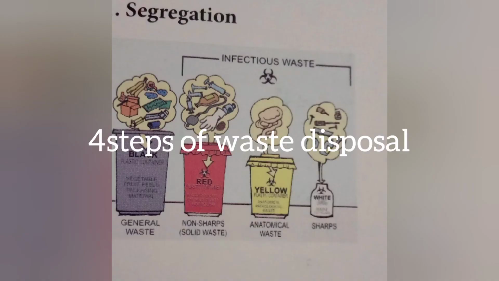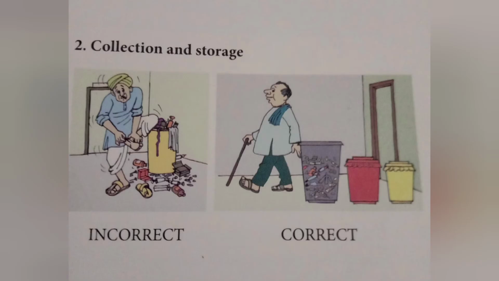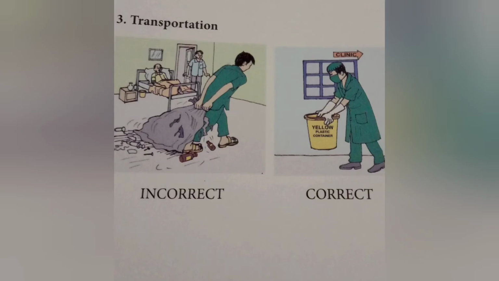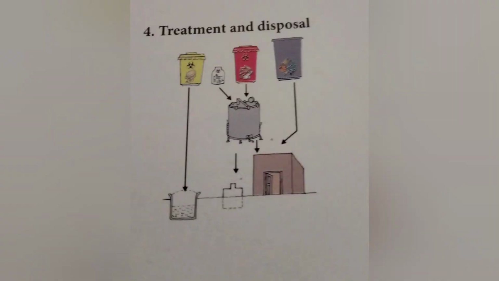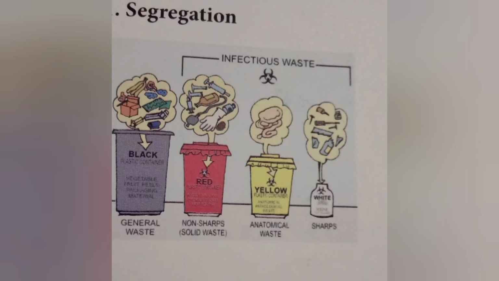Next, there are 4 steps of waste disposal. First is segregation, second is collection and storage, third is transportation, fourth is treatment and disposal. First, coming to the segregation, always segregate waste into infectious and non-infectious waste at the source of generation.